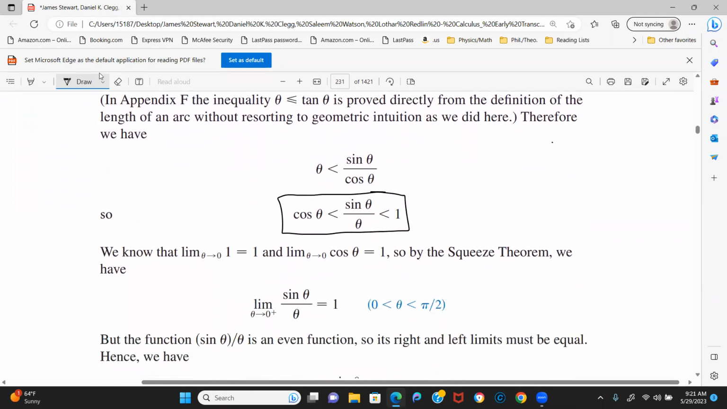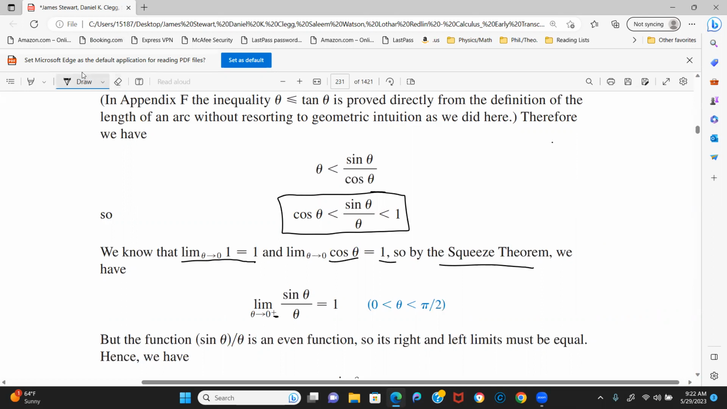And now when you take the squeeze theorem, we know that the limit of 1 as theta goes to 0 is 1. And we know that the limit of cosine theta as theta goes to 0 is 1. So by the squeeze theorem, we can conclude the limit. Now notice here's a little kink. The limit as theta goes to 0 from the right of this thing is equal to 1.